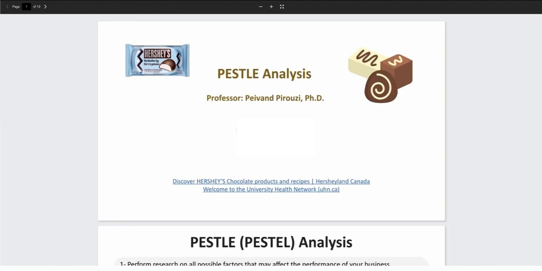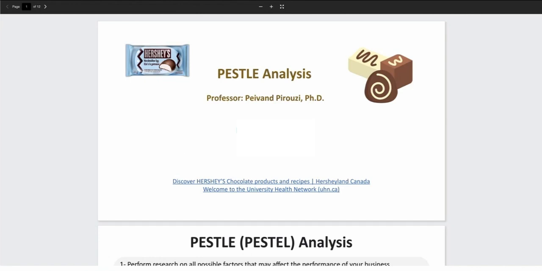PESTEL analysis is an analysis that research analysts do in a company when we are looking into how the external factors are going to affect our business. So what we do is look into different factors that I'm going to cover today, and then look into what existing information there is about any of these factors and its influence on our business. This is the portion that we call research analysis.